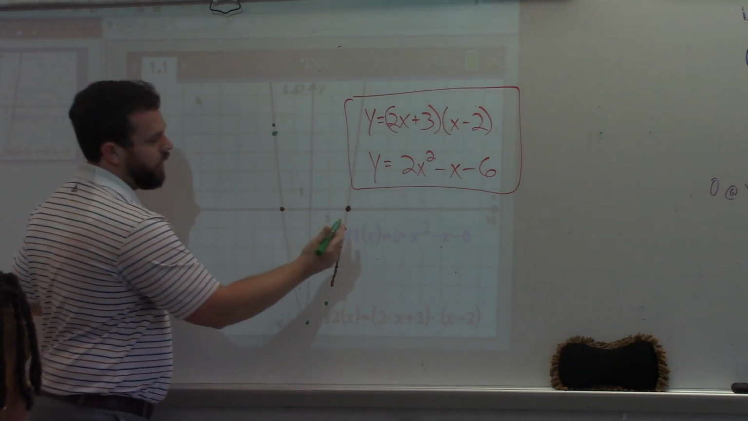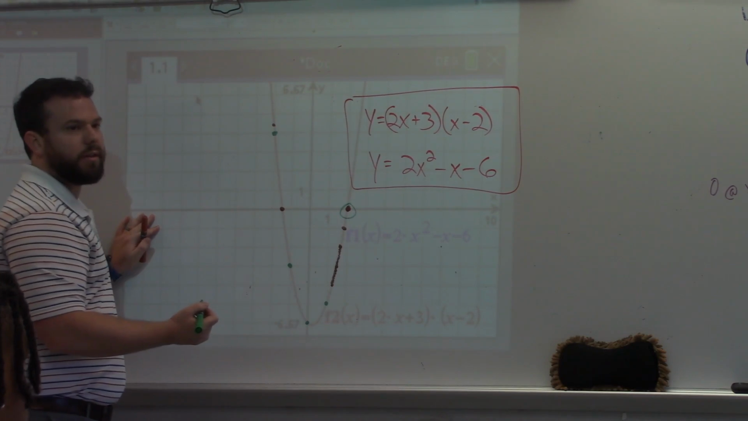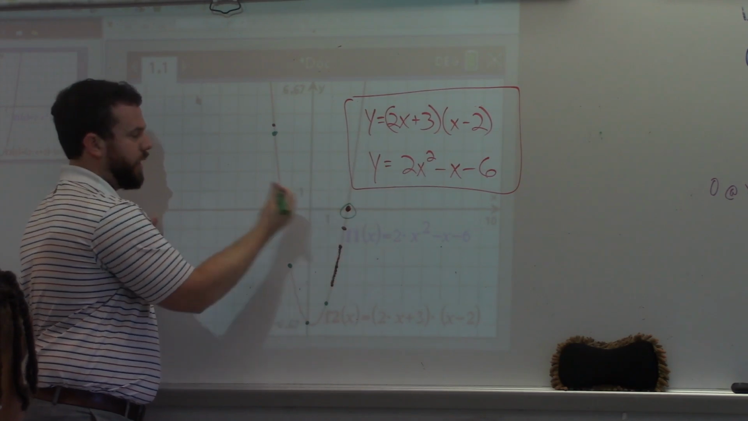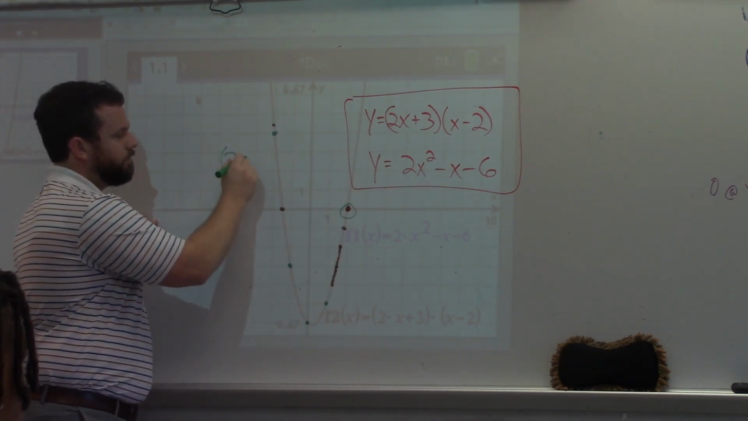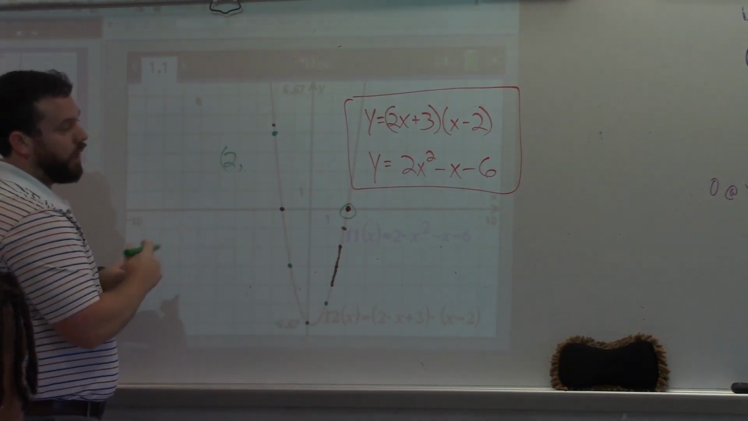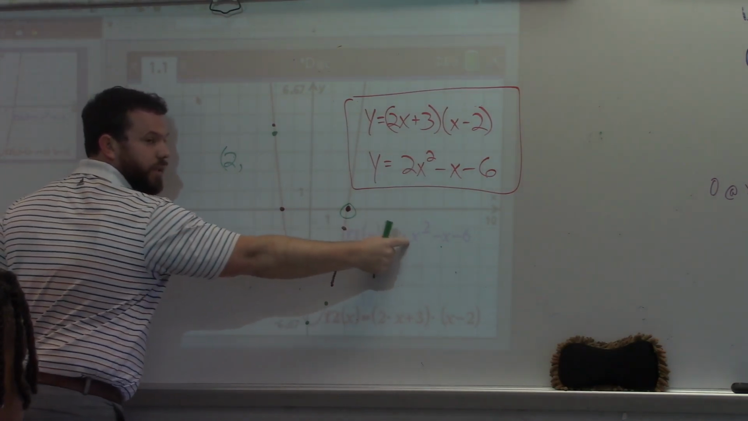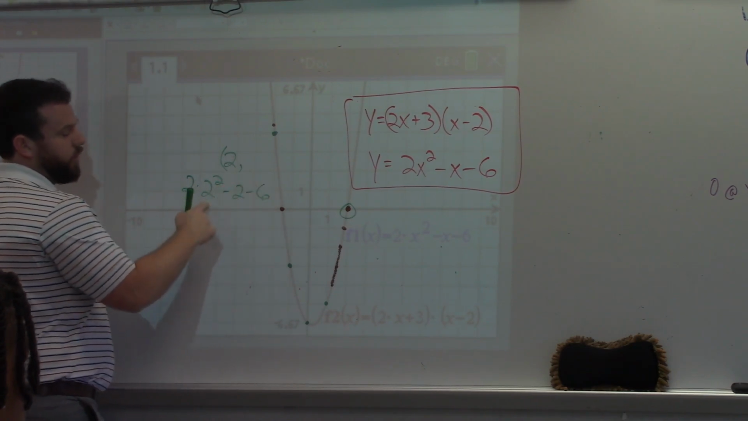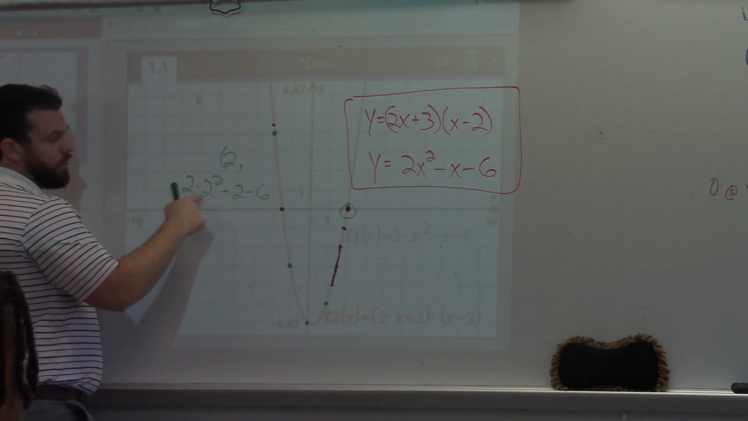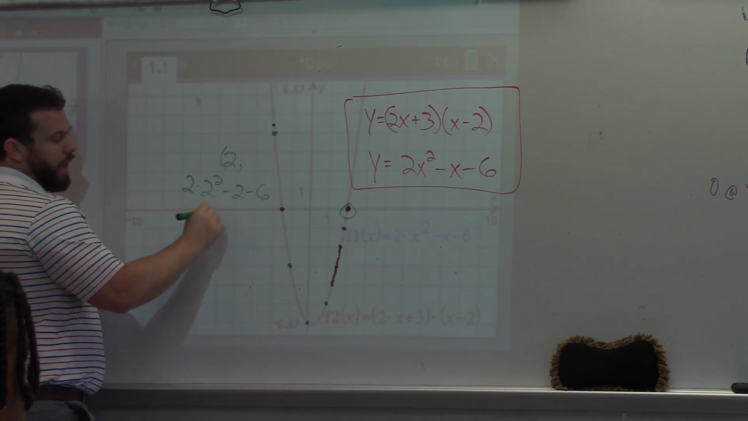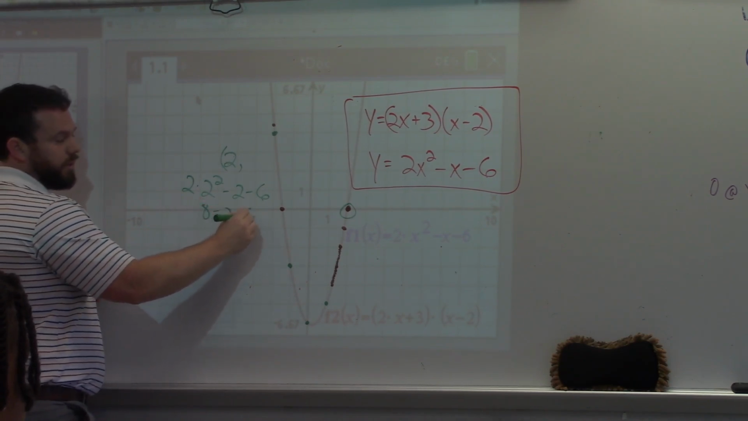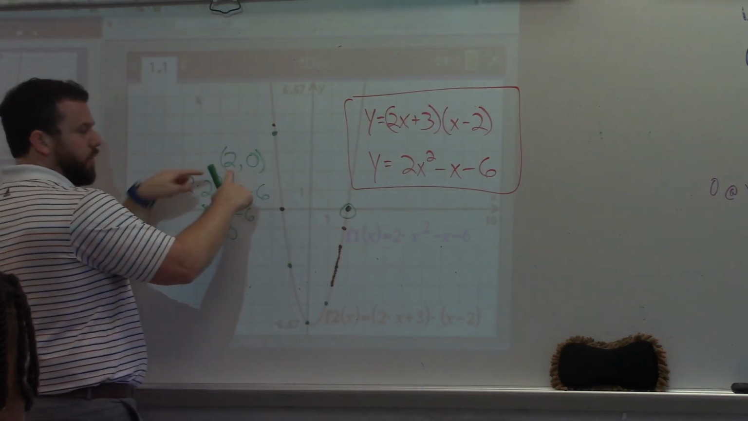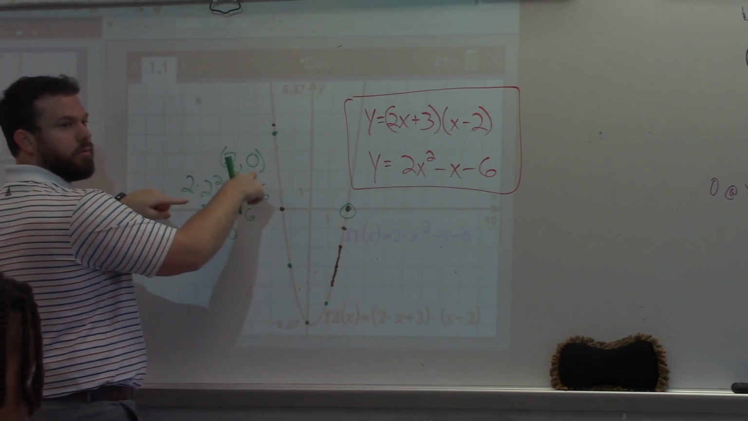Amber, when I look at this right here, do you see this x, what's that x value right there? 1, 2. So the x value is 2. What's the y value? If you're not sure, let's type that 2 in right here. 2 times 2 squared minus 2 minus 6. What's 2 squared? 4. What's 2 times 4? 8. 8 minus 2 is? 6. And 6 minus 6 is 0. That point is right here because the input of 2 gave me an output of 0.